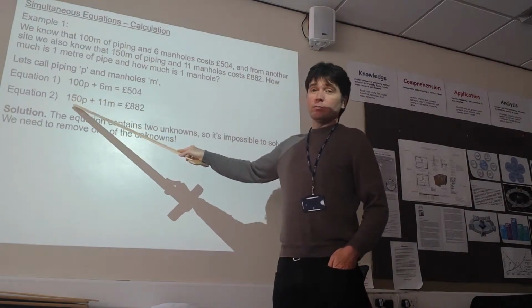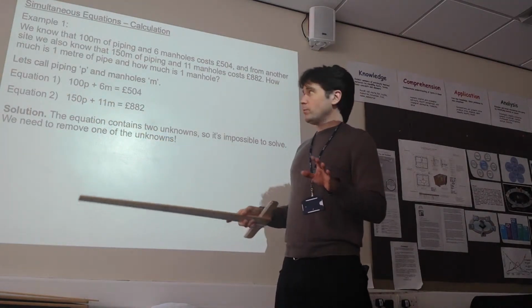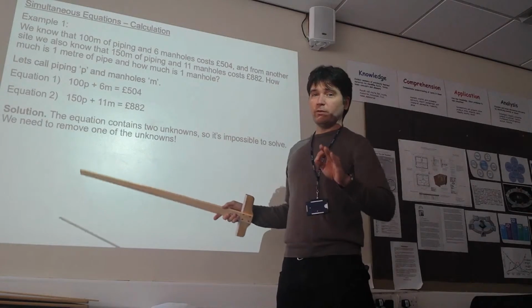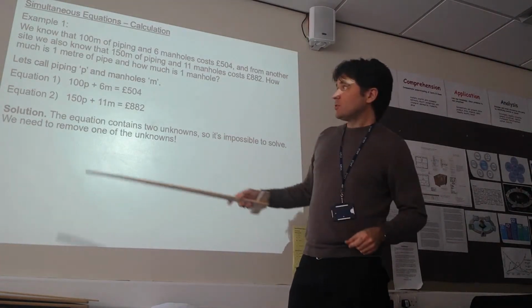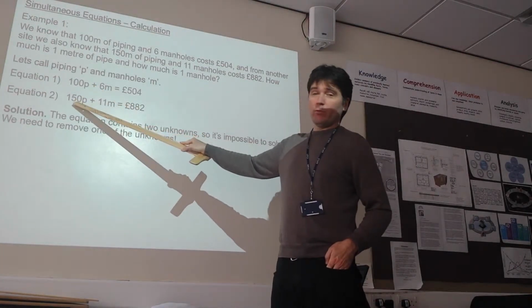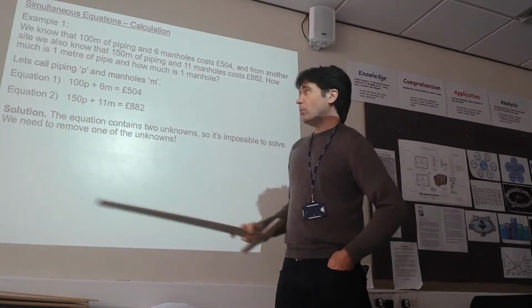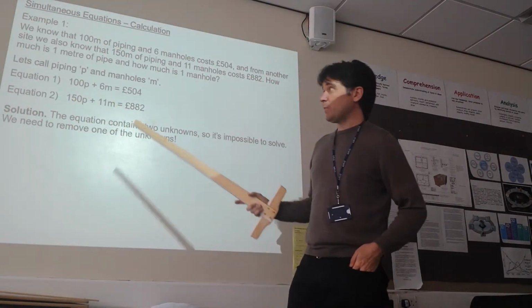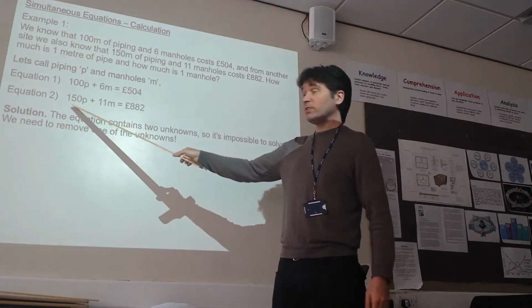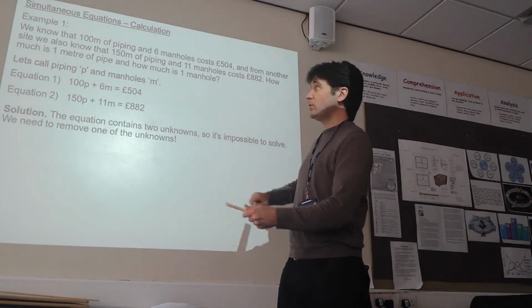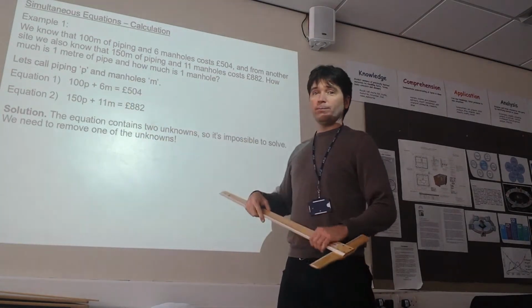That's equal, but it's not opposite. So the opposite to 150 is actually minus 150. So we can't multiply that by 1.5, we have to multiply it by minus 1.5, and as soon as we've done that, minus 150p cancels out 150p, and we're just left with the m terms.